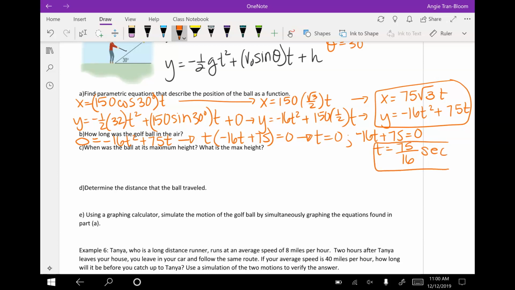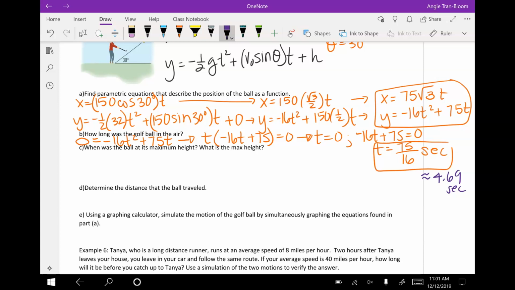So the ball was in the air. Someone give me that decimal just so we have an idea. 4.69, okay. So in decimals, it's about 4.69 seconds. So the ball was aloft for about 4.69 seconds.